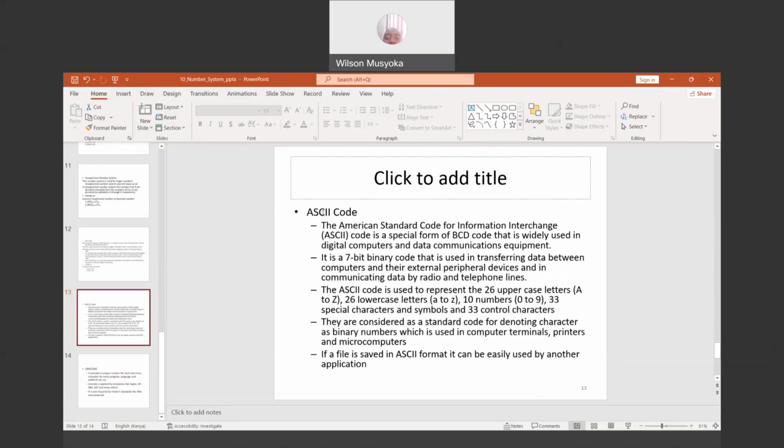Then we also have the ASCII code, which is the American Standard Code for Information Interchange, and it is a special form of BCD code, which is now implemented in the computers and data communication equipment. This is the one we are going to be using when we are doing IP addressing. And the ASCII code is used to represent the 26 uppercase letters A to Z, and it is normally going to be used for the conversion of those numbers.